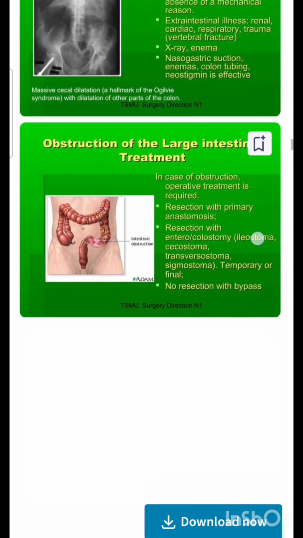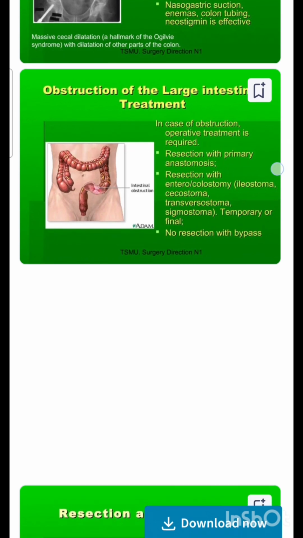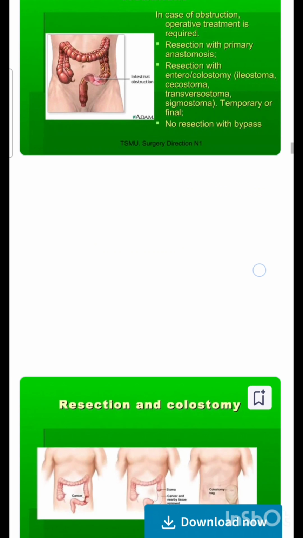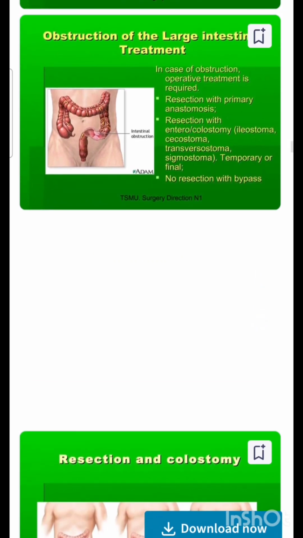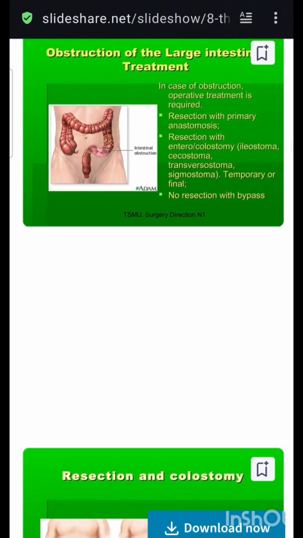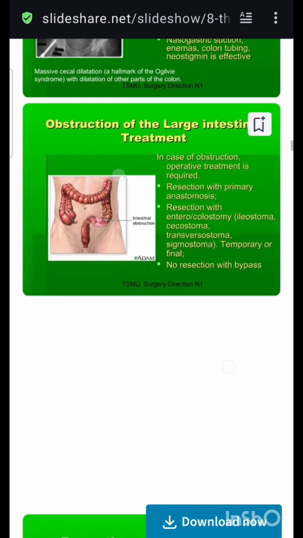In case of obstruction, operative treatment is required. Resection with primary anastomosis can be done. Resection with colostomy, ileostomy, cecostomy, transverse stoma and sigmoid stoma. It may be temporary or final. Or no resection can be associated with bypass. You can do it with bypass.